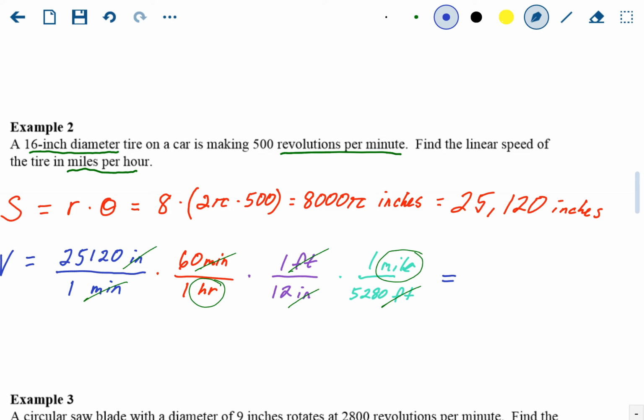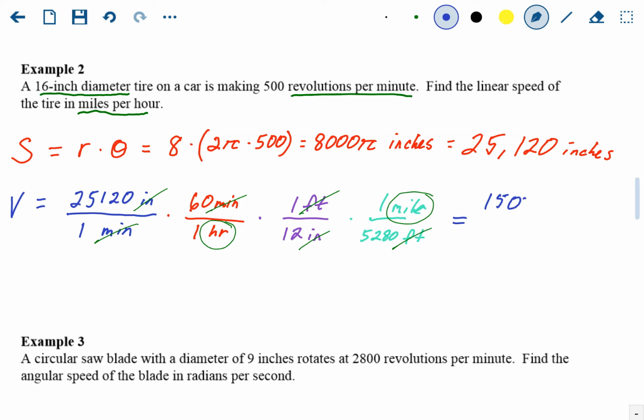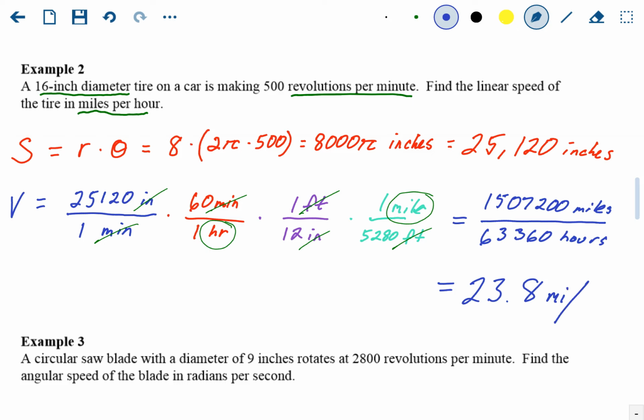So 25,120 times 60 times 1 times 1 is 1,507,200 miles in 1 times 1 times 12 times 5280, which is 63,360 hours. So this is close, but we want miles per 1 hour, not miles per 63,000 hours. So all you have to do is divide those two numbers, and that's going to give you miles per hour, and you should get about 23.8. Okay. Again, miles per hour.